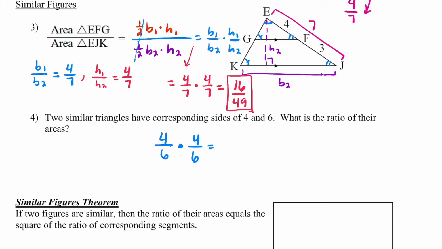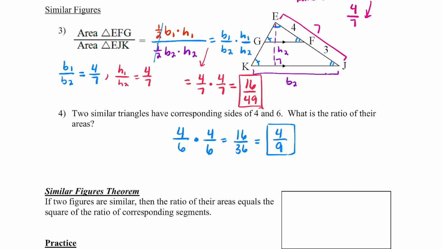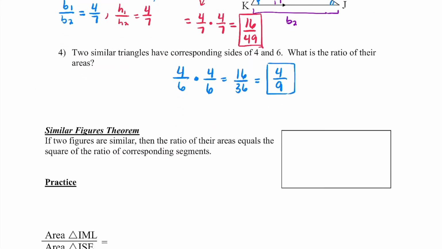So that becomes 16 over 36, which we need to reduce. Those are both divisible by 4, so that would make this 4/9. So our triangles have a ratio of 4:9. Remember, this is not the exact area, but we could use this ratio to figure out the exact area of our triangles as we go. So this leads us to an all-important theorem, and then we're going to look at some problems here.